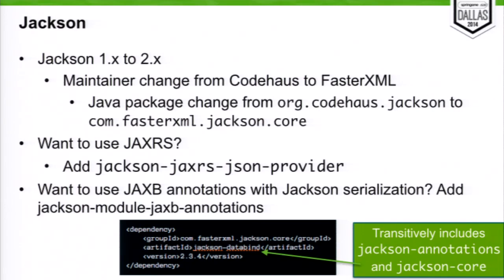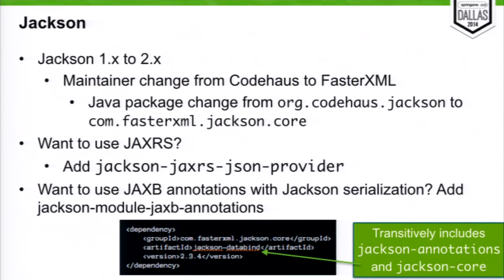One note about Jackson, just a couple of things that really threw me off, was that when you migrate from Jackson 1 to Jackson 2, there's a complete maintainer change, which was very, very confusing. So you start looking to find documentation on that, and it's really, really difficult to find. It changed from Codehouse to FasterXML. I don't know all the history on that. I just know that that's what happened.